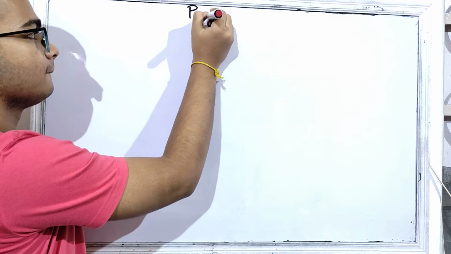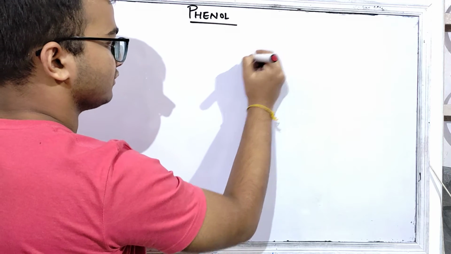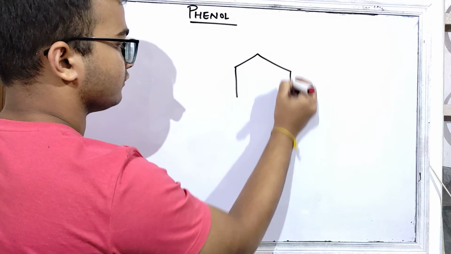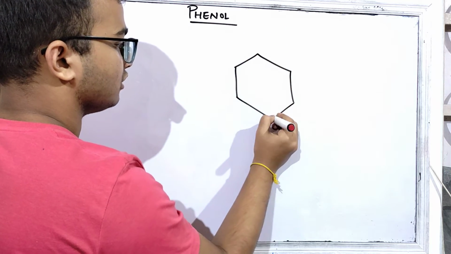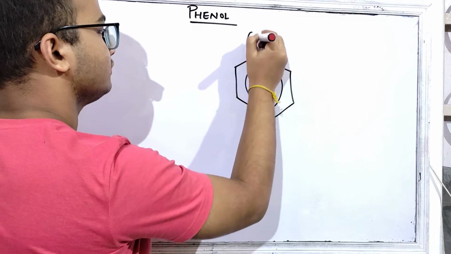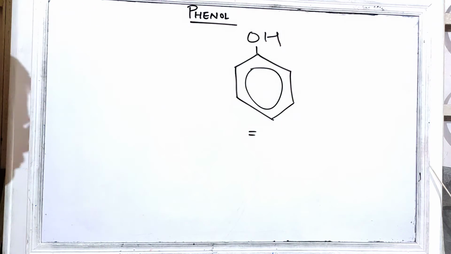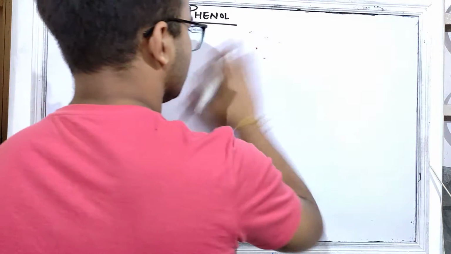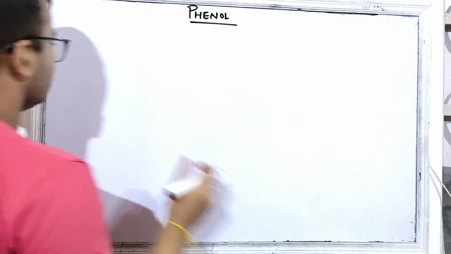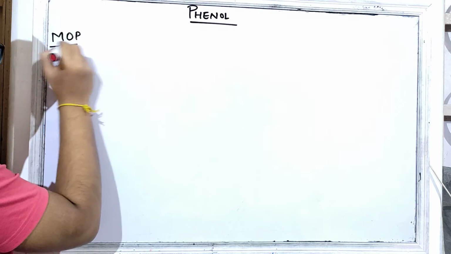So phenol. The structure of phenol is like this. If you see the structure of phenol, here is a benzene ring, and here it is OH. This is the structure of phenol. You can also call it an aromatic alcohol. We are not going to focus on this. We are going to focus on the methods of preparation of phenol.